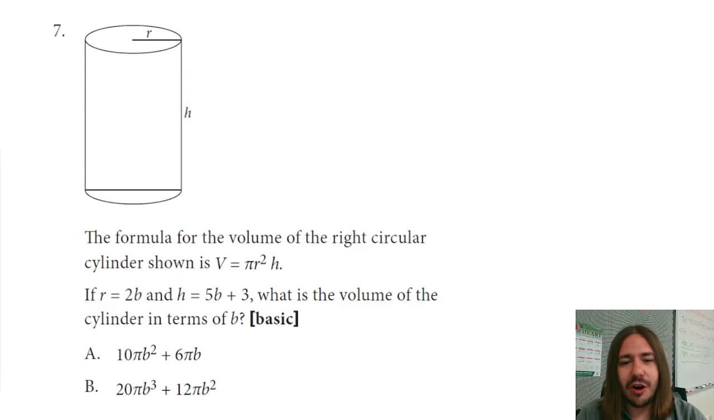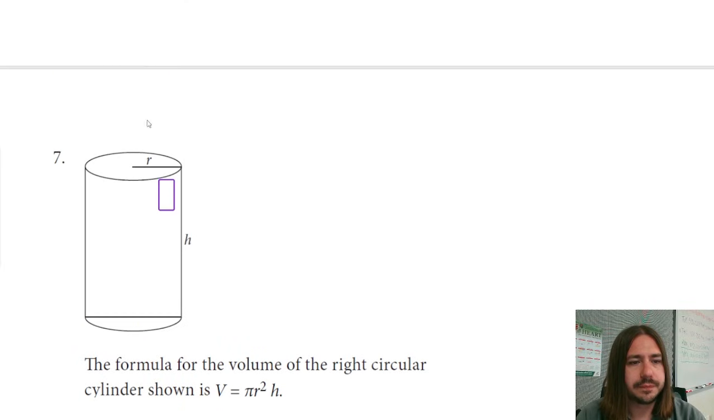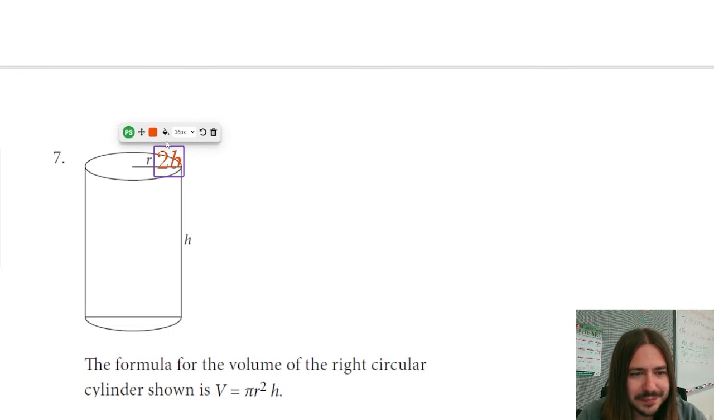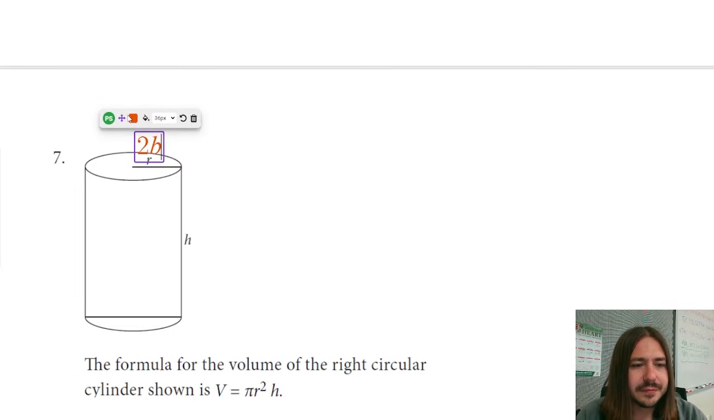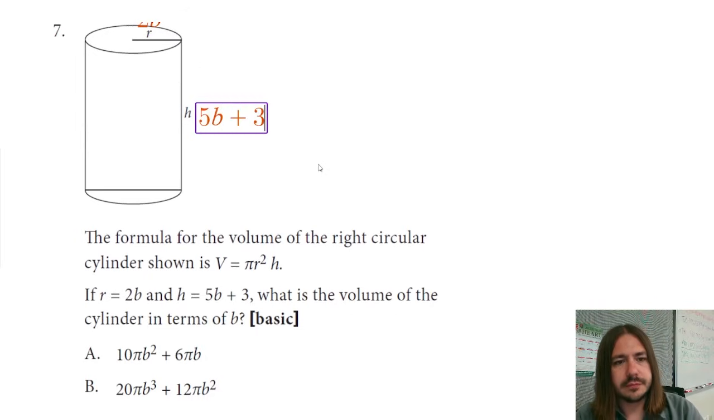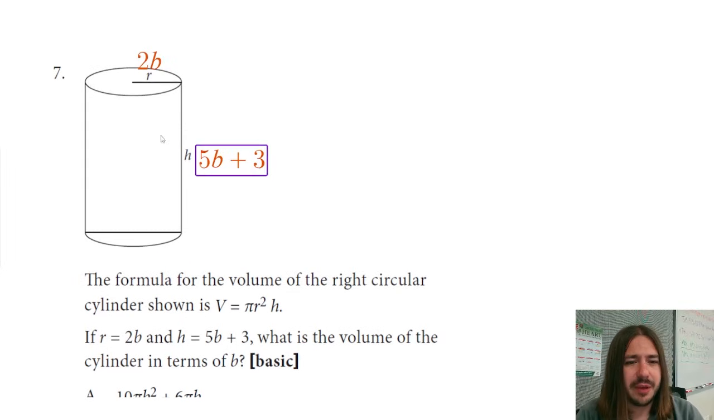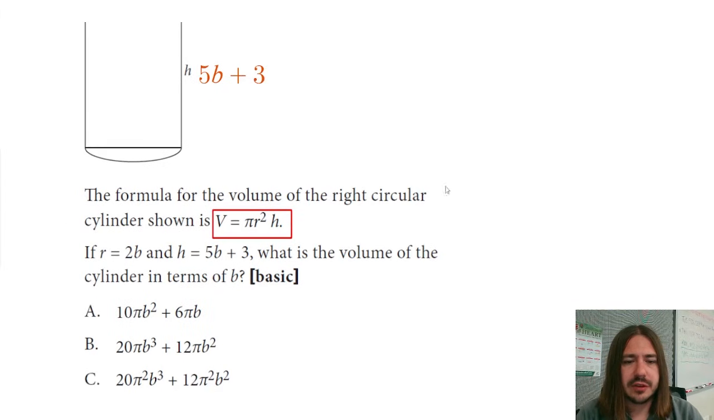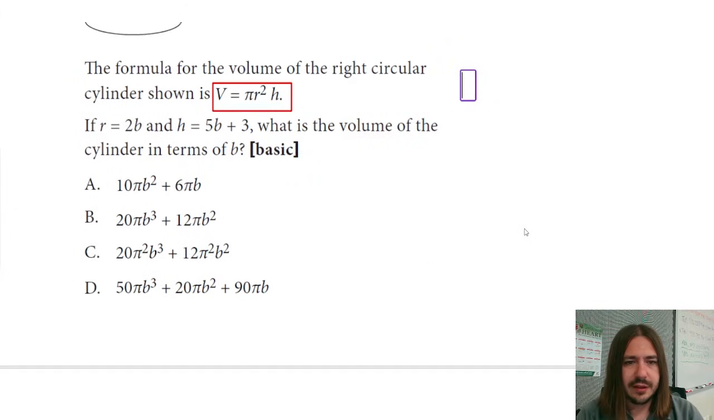But anyway, it says R, which is the radius, is 2b. Okay, I might make a note of that here. R is 2b. B or not 2b? It is 2b. Okay, and then scrolling back down here, it says the height, or h, is 5b plus 3. What is the volume of the cylinder in terms of b? So really, this is just going to be a matter of us substituting these two expressions into the volume formula and then probably simplifying.